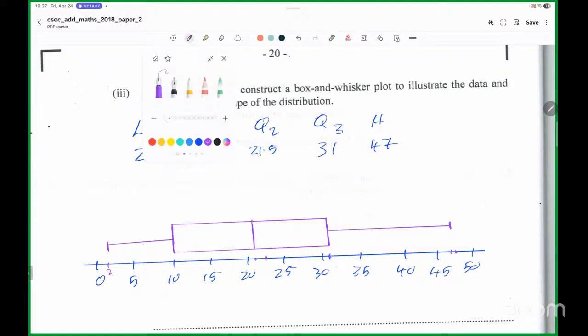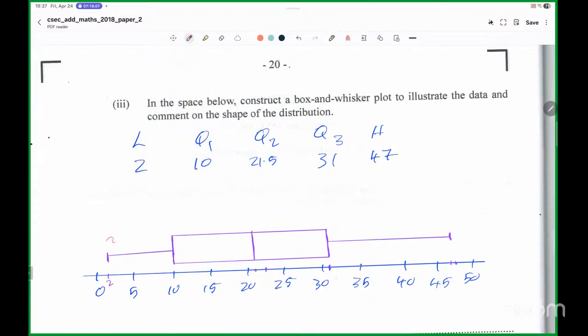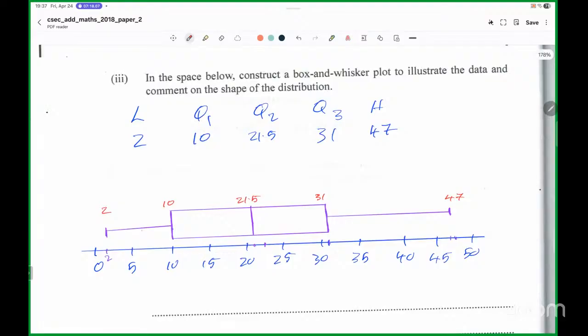Before you can put on the values, write down 2, 10, 21.5, 31, and 47. Now what does that look like? You see a whisker that is very long on the right side. The two boxes look about the same. You can actually calculate it. The distance between this and this is about 11, and between this and this is almost 11 too. So the two boxes are relatively the same.